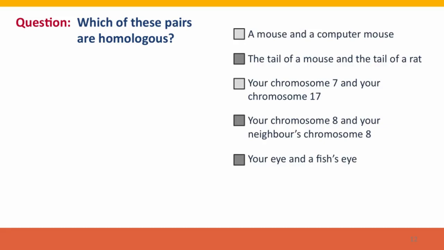Well, I hope that you did check more than one box. I hope you checked all 3 boxes that are entities that are indeed homologous. The 2 that are not homologous, your chromosome 7 and your chromosome 17, they have completely different genes. They are not homologous at all. And of course, a mouse and a computer mouse, they're named the same because they look similar, but they're completely independent entities.